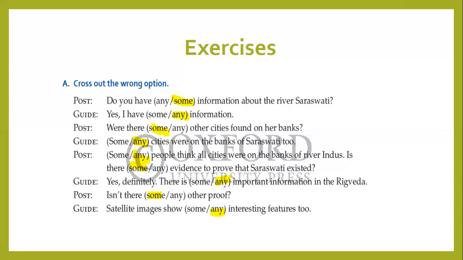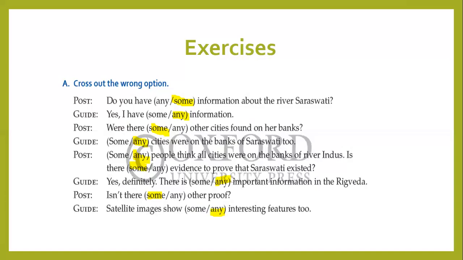Isn't there any other proof? If you are asking any question, then you will be using any. If you know that there will be some information, then only you will be using some. But here you are asking the question, so you will be using any. If you are using interrogative sentences, mostly you will be using the word any. Right. Satellite images show some interesting features too. So here you are clear when you are going to use some and when you are going to use any. If you are asking any question, you are going to use any. And if you are giving an answer in which you are having something, then you will use some.